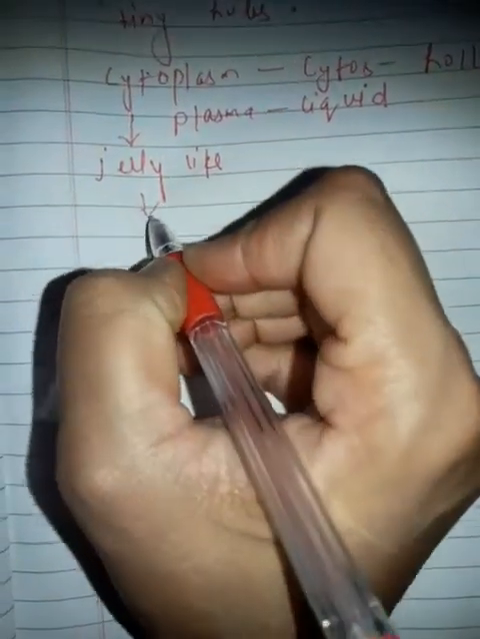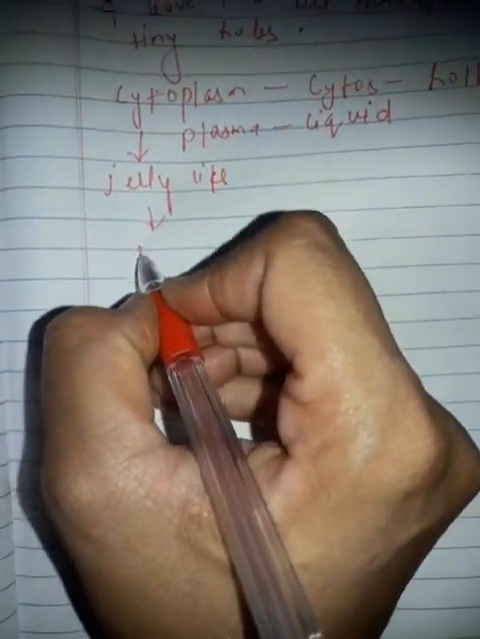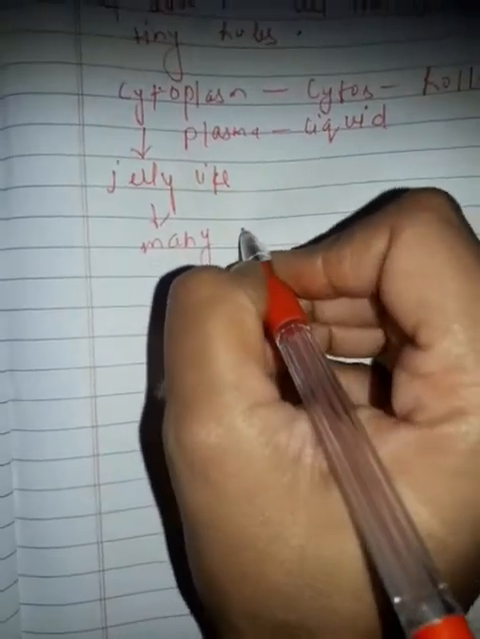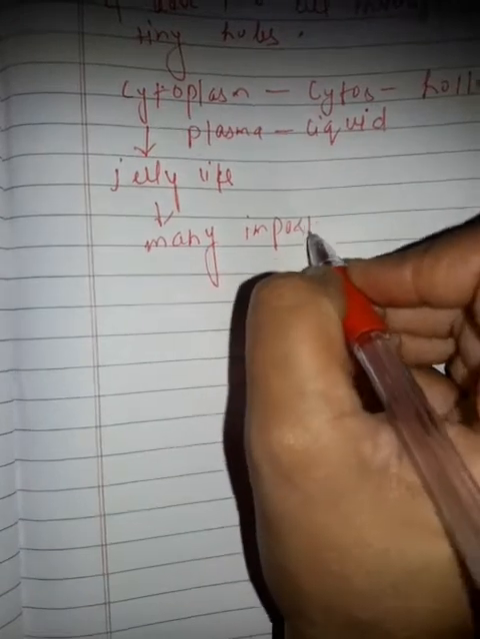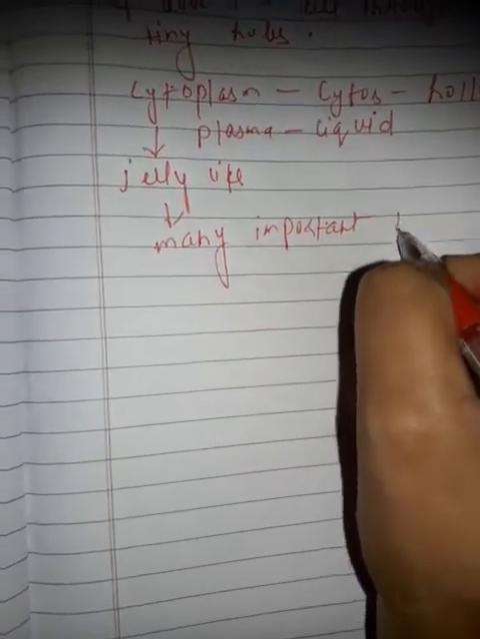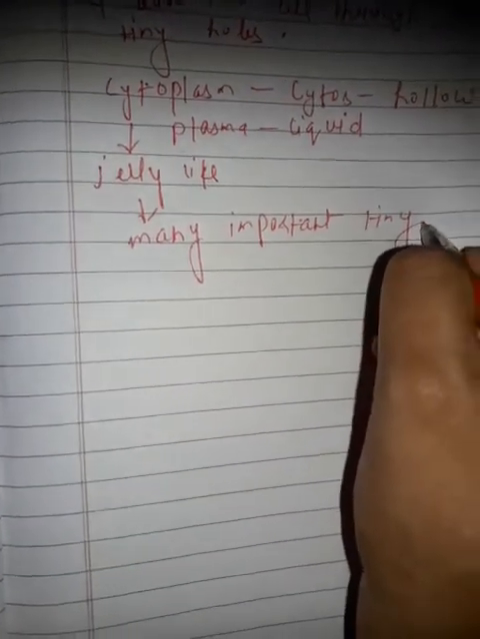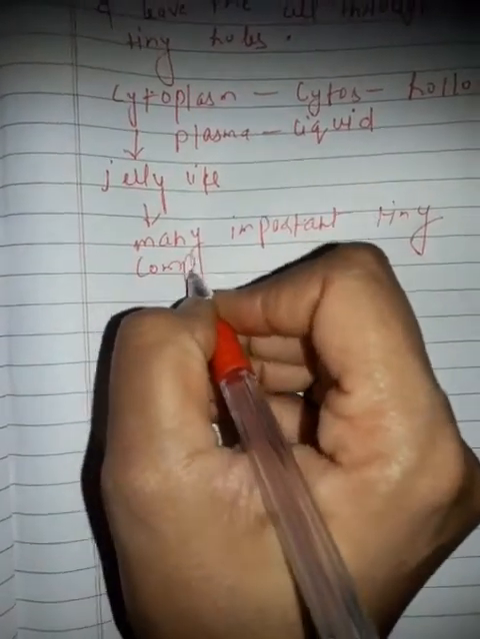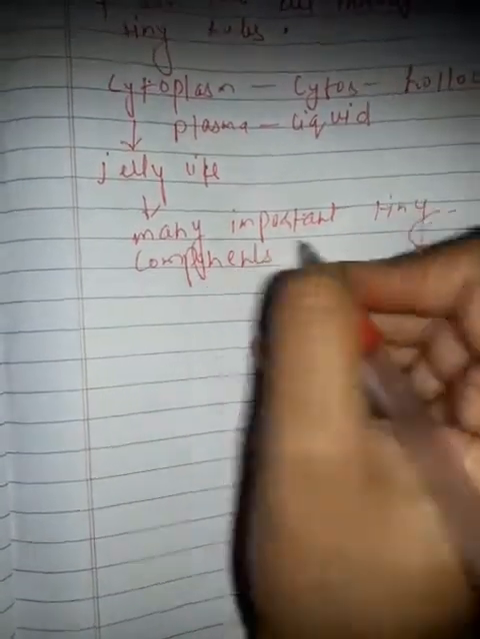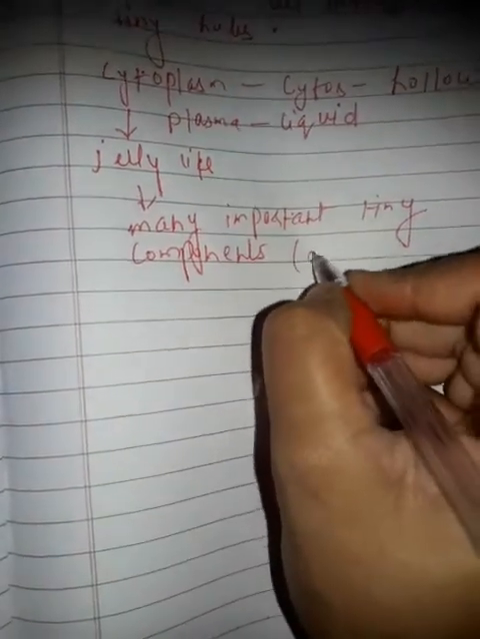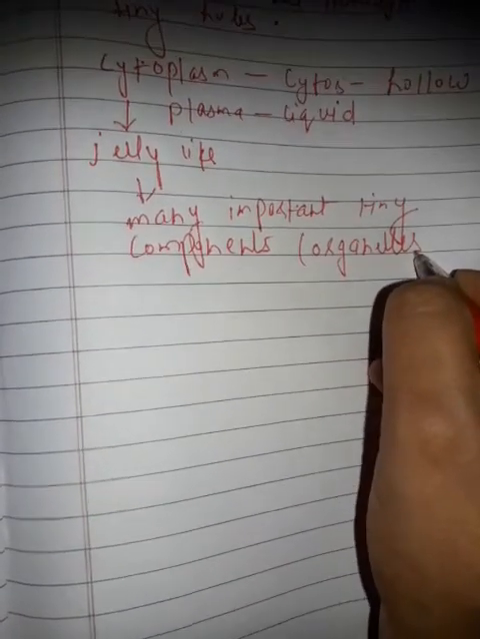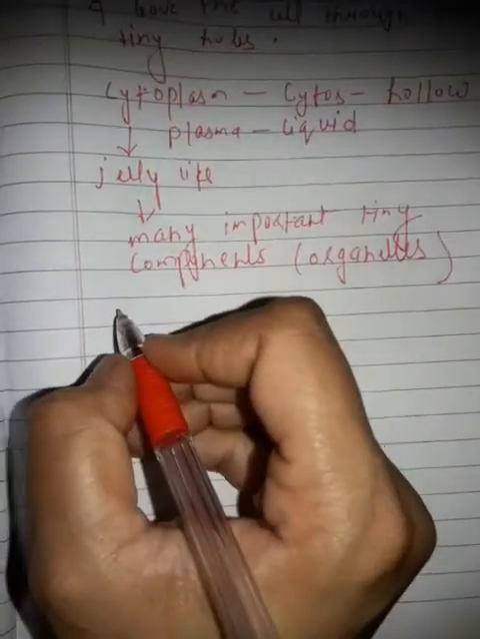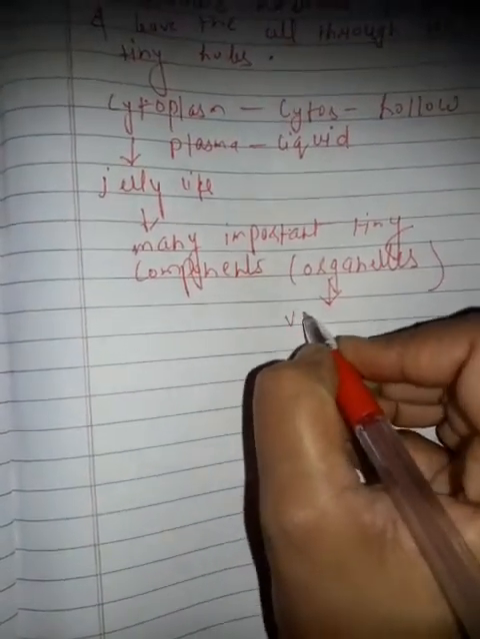The cytoplasm contains many important teeny compartments, important teeny components, and these are called the organelles, which perform the various life functions.